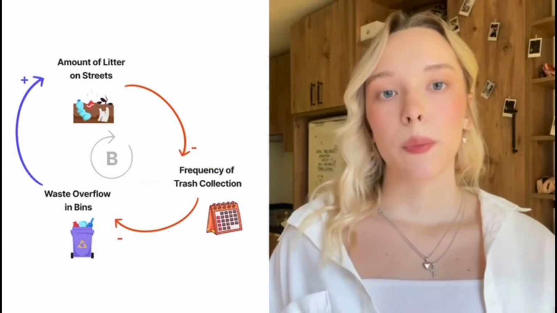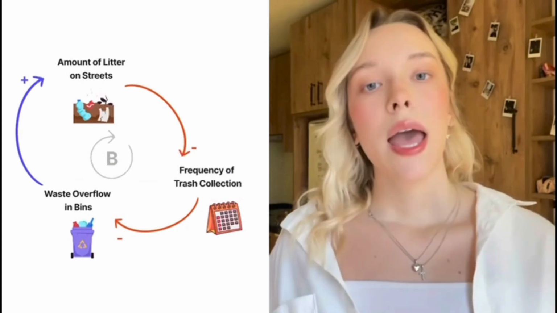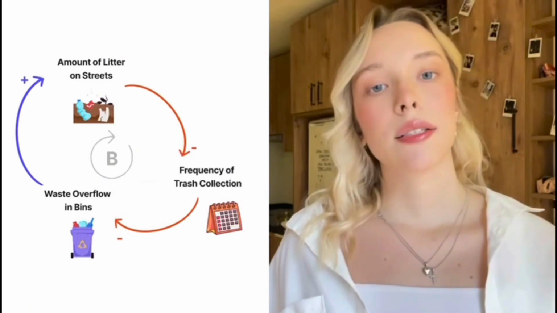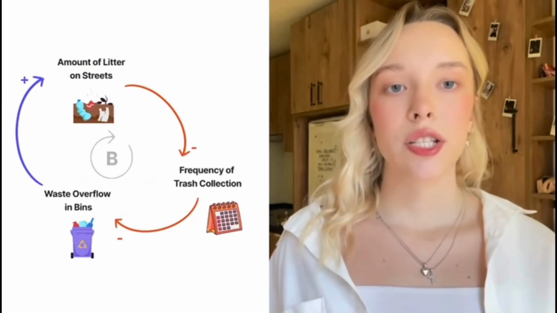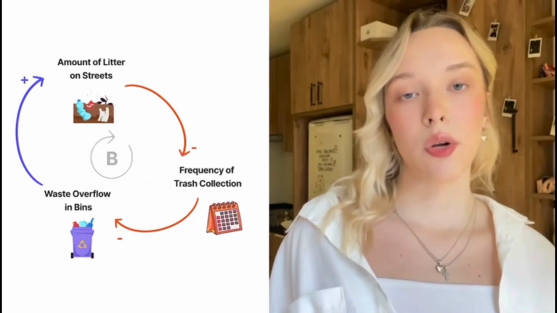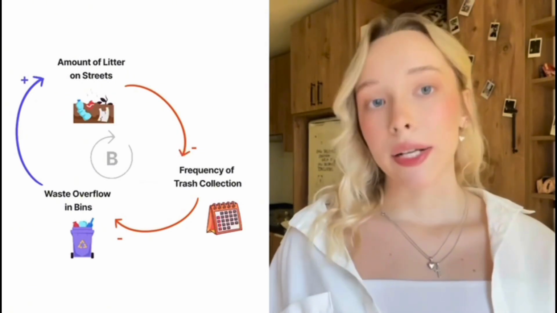First, overflowing bins lead to more visible litter on streets as trash spills over. An increase in street litter signals the need for more frequent trash collection, and higher trash collection frequency reduces bin overflow, stabilizing the system. The balancing loop acts as a self-correcting mechanism.